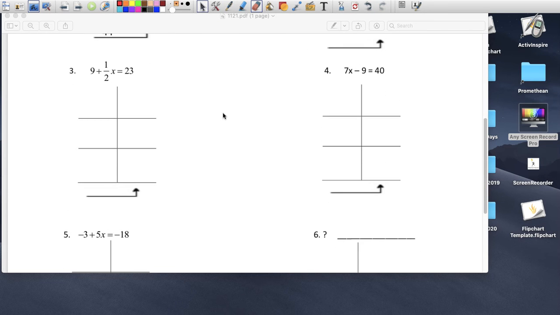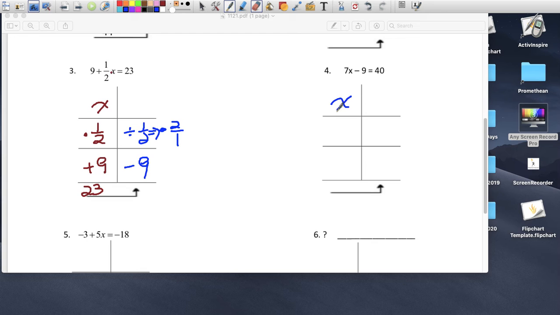Number 3. My variable is still x. What's happening to it? Well, don't forget, it's multiplied by half, and then add 9, and that equals 23. Going backwards, we're going to do the inverse operation. So the first thing we're going to do is minus 9, and then we're going to divide by a half, which is the same thing as multiplying by its reciprocal. All right, and that's going to change to that.